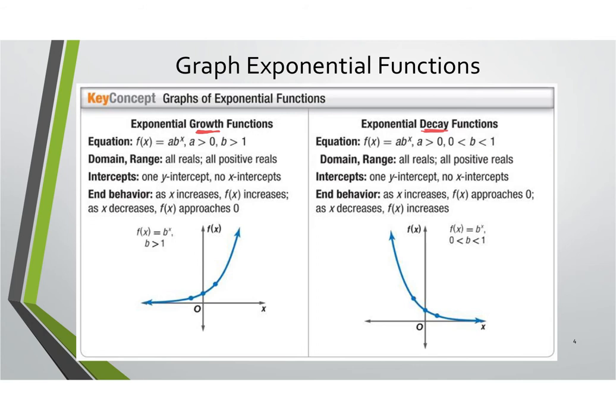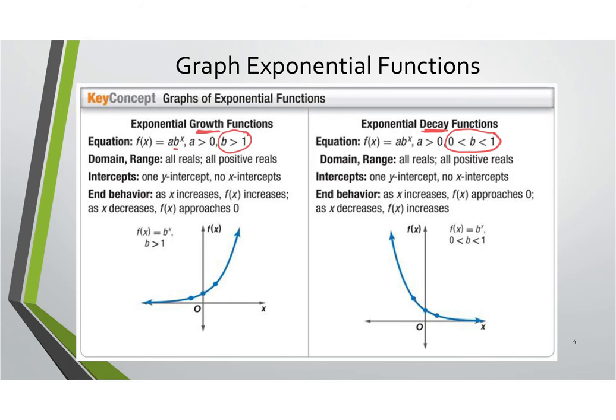Okay, remember I told you on the first slide, pay attention to b. Here's why. Now the general equation, as a reminder, is ab to the x power. B is my base. If b is greater than 1, then you're going to have a growth. Notice how it won't ever be 1. But if b is greater than 1, then you're going to have a growth graph. If b is less than 1, but greater than 0, then you'll have a decay graph.